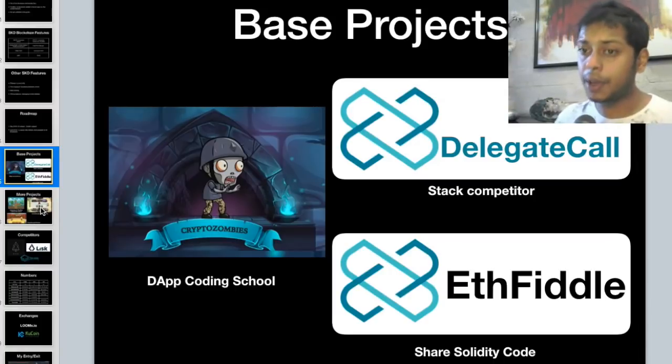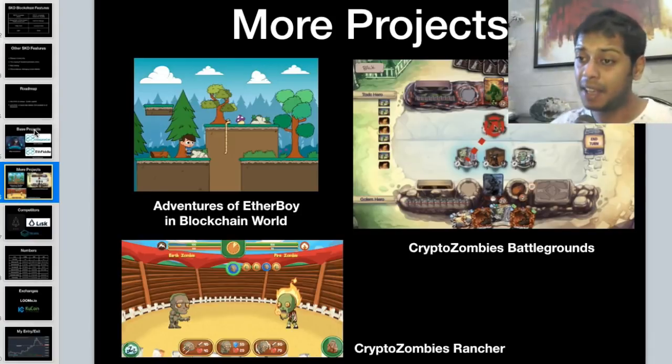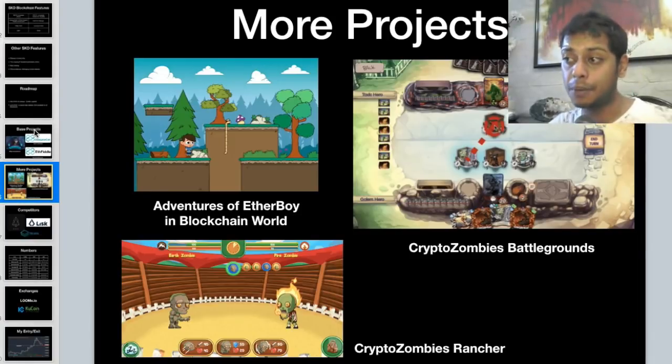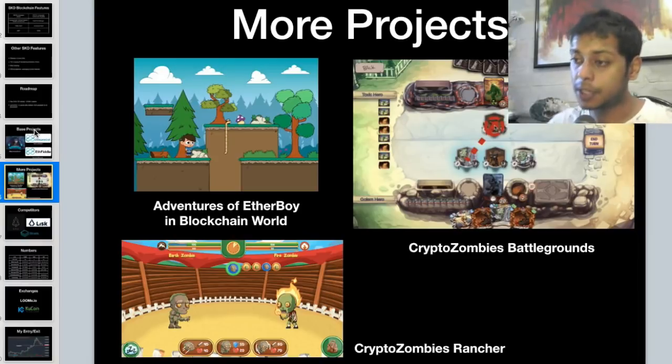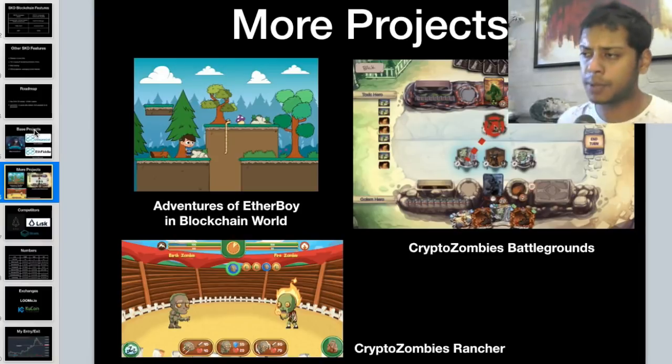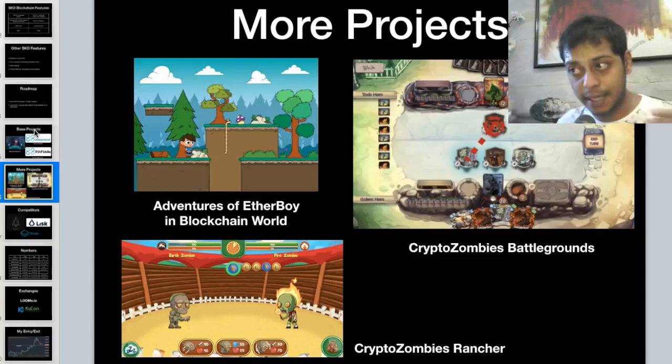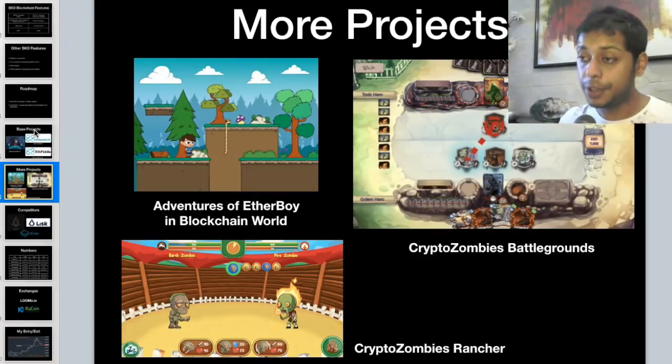And the great thing is we already have further development on the platform. First up, we have Adventures of Ether Boy in Blockchain World. It's a side-scrolling game built on the Loom network. We also have Crypto Zombies Battlegrounds, which is a game built almost exactly like Hearthstone, using uniquely identifiable tokens to symbolize the cards. Then the last one on the bottom is Crypto Zombies Rancher, which is like a Pokemon battle style game.